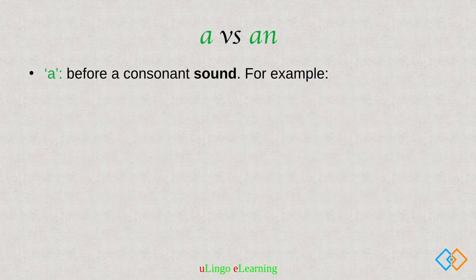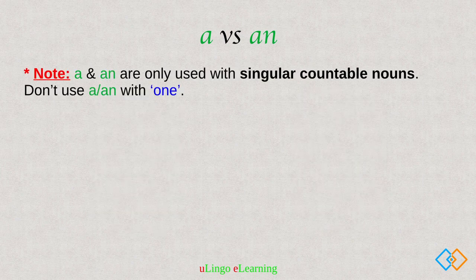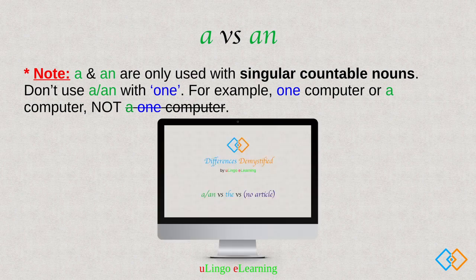The article a is used before a consonant sound. For example, a mouse, a candle. Please note that a and an are only used with singular countable nouns. Don't use a, an with one. For example, we say one computer or a computer, not a one computer.